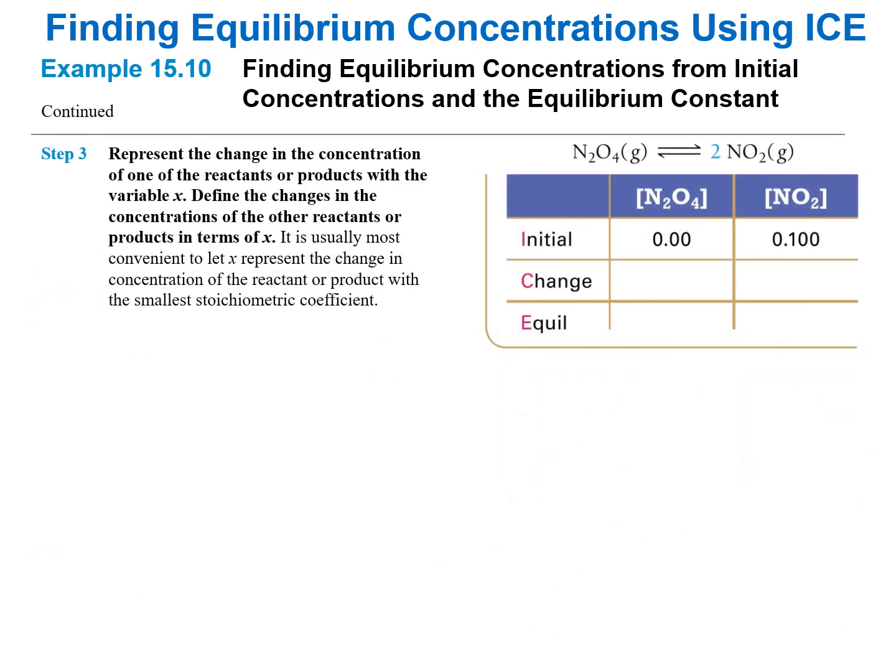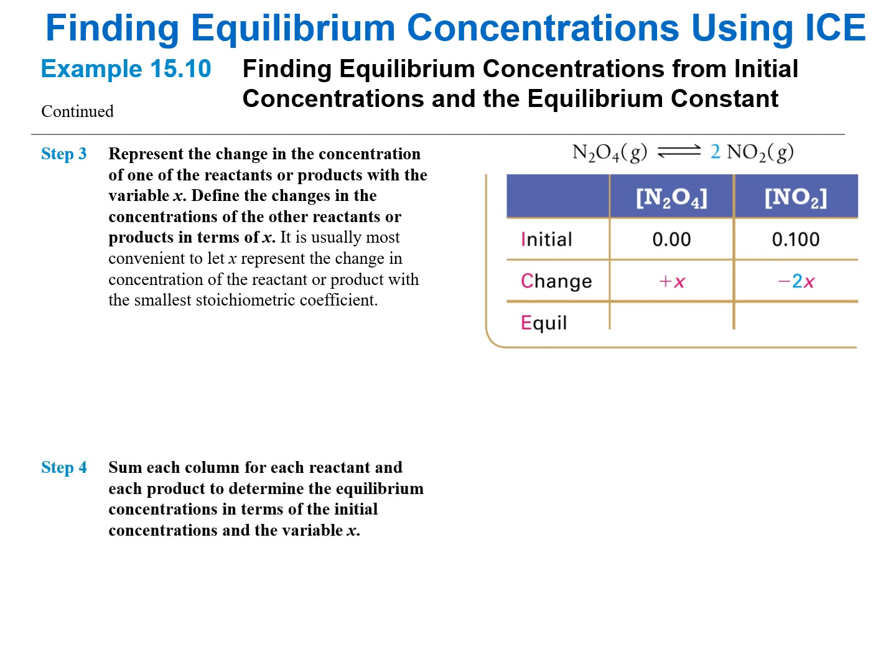All right, step 3 says that we're going to represent the change in concentration with regards to X. What that means for us is that we know that there is going to be a loss of nitrogen dioxide and a gain of dinitrogen tetroxide because this reaction is proceeding to the left. And the way that we would write that is first off like this. So we would have a negative X, but we have to have a 2 in front because we have a 2 right here. And then we would represent the gain here for dinitrogen tetroxide like so.